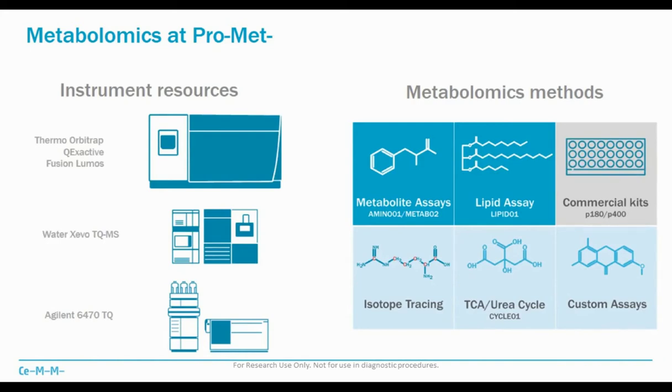On the other hand, we can also focus on particular pathways. For instance, we have assays for the TCA and urea cycle, and we can use our high-resolution mass spectrometry capabilities to facilitate isotope tracing analysis, which we have successfully implemented and used in the past years. We also provide our expertise to offer custom analysis for small compounds. This can be metabolites or also small molecules such as drugs.